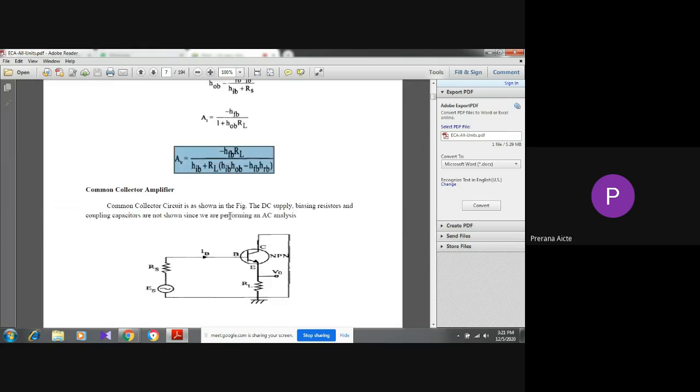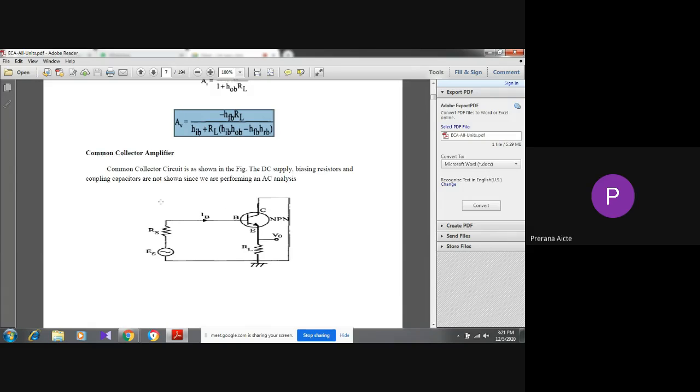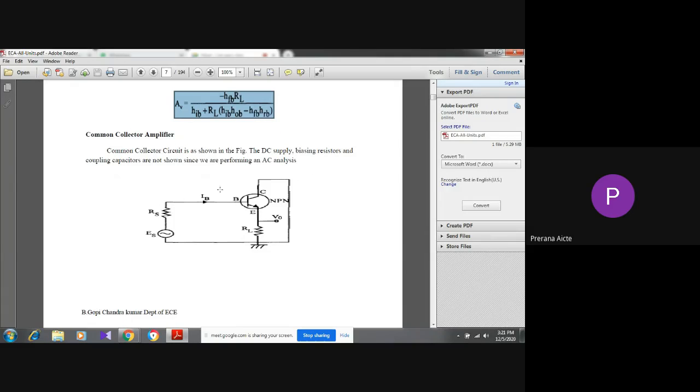Next one, the common collector amplifier. Here in common collector, base is the input terminal, emitter is the output terminal, and collector is the common terminal. In a common collector amplifier, whatever input you apply at the input side, the same output you will get at the output side. That means input is equal to output. That's why in a common collector amplifier, the gain value is always approximately 1.